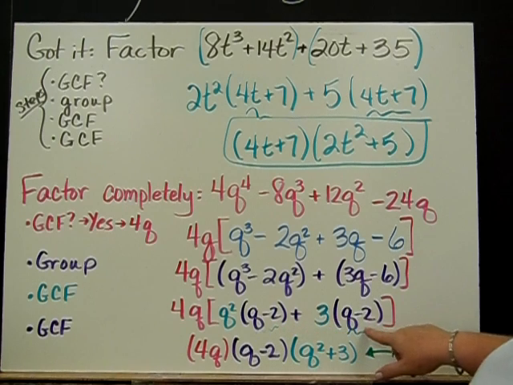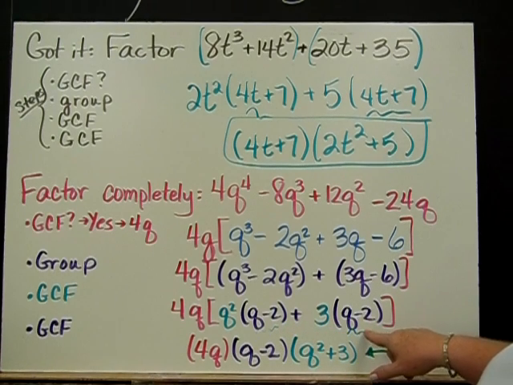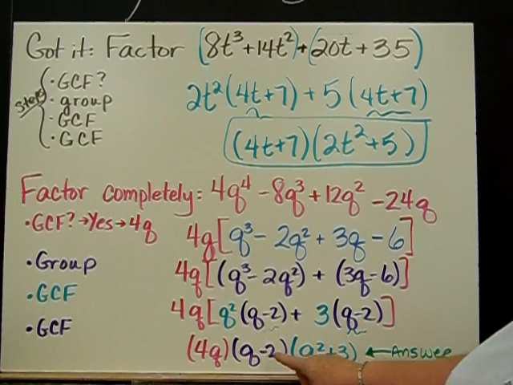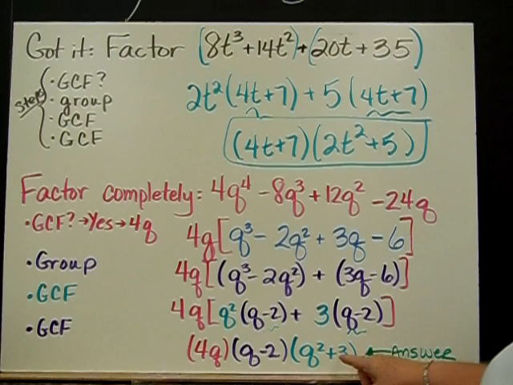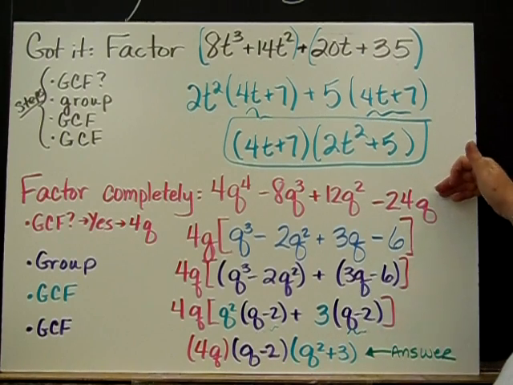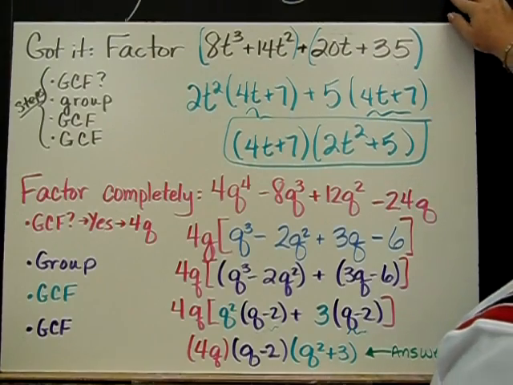Once again, what's in parentheses is exactly the same, so we can factor that out. And that gives us 4q times q minus 2 times q squared plus 3 as the answer. And if we were to multiply all of this together, we would get this polynomial that we started with.